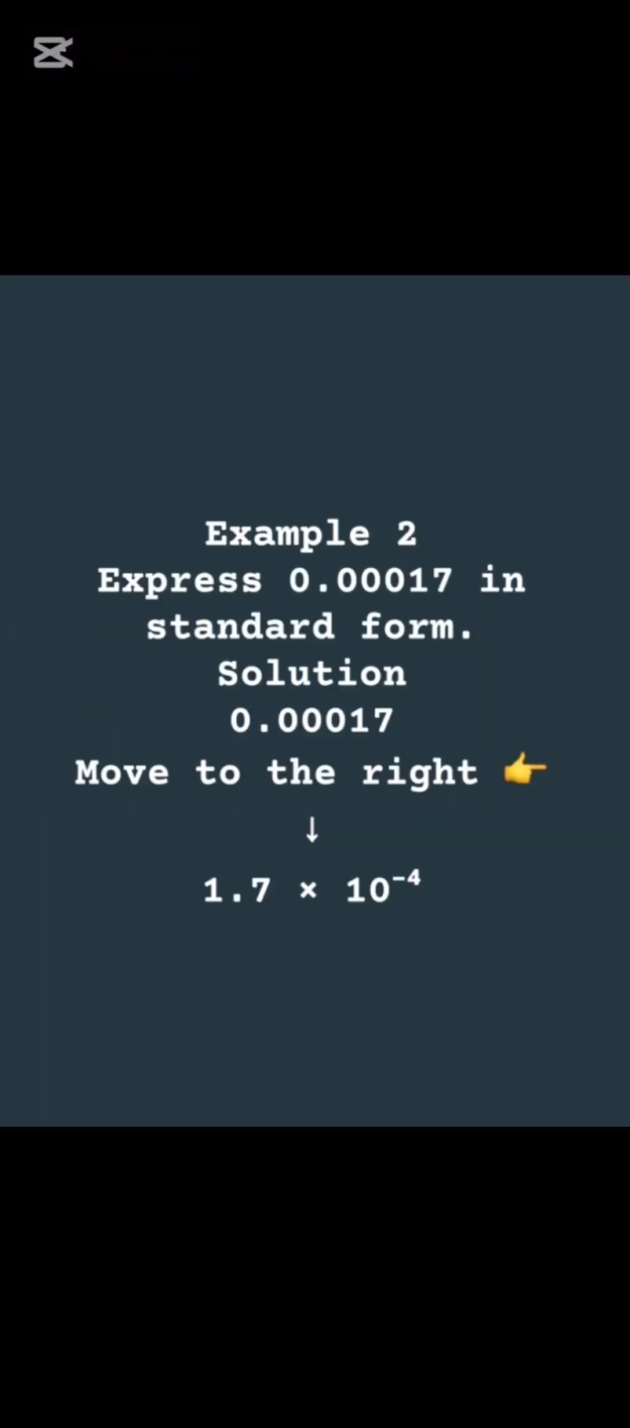Now express 0.00017. This is a decimal number, that's a whole number in standard form. Now for a decimal number, you see the point, you move to the right. For a whole number, you move to the left. Now look at this decimal number. 1, 2, 3, 4. Exactly. How many times have we moved? 4 times. That's negative. So 1.7 times 10 raised to the power minus 4.